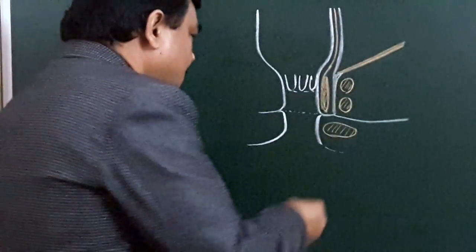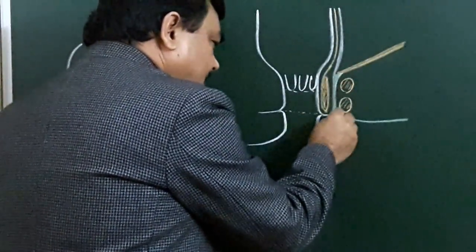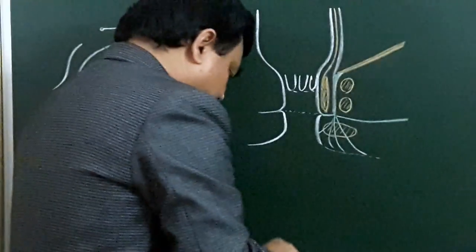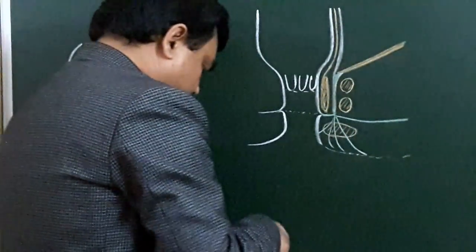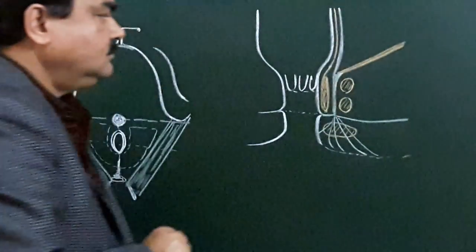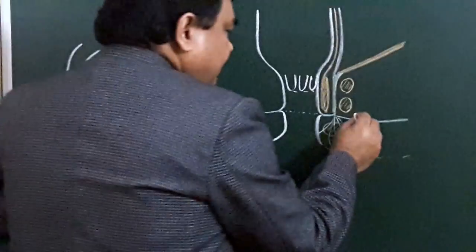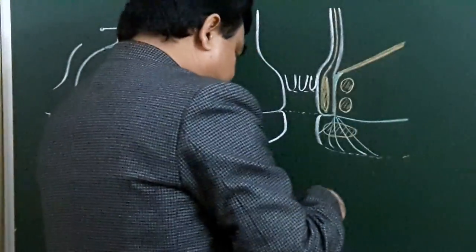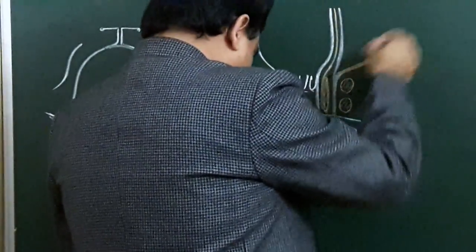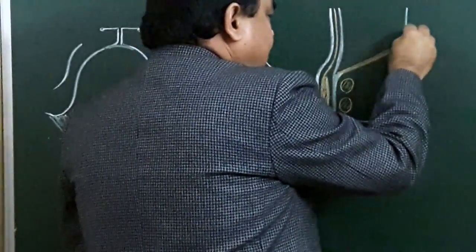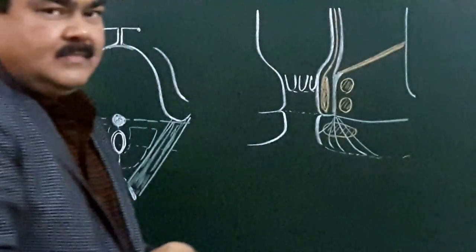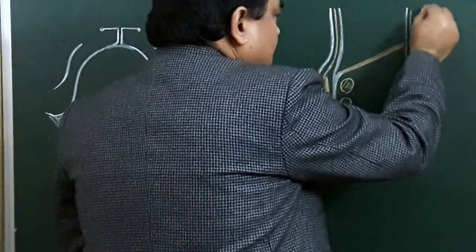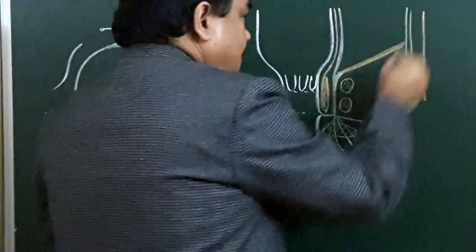From this conjoint longitudinal coat, numerous septa arise and also reach up to the skin. This is the skin. Here, this is levator ani. This is the medial end, this is the lateral end. Laterally, here is a fascia known as the obturator fascia. This fascia covers the obturator internus muscle.